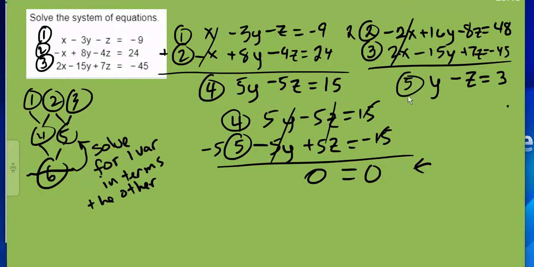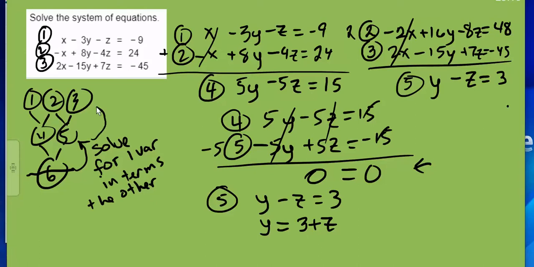So we're going to go to equation 4 or 5, and we want to solve it for y in terms of z. So we got y minus z equals 3. We want to get y all by itself. So add z to both sides. Okay. And then you're going to go up here and plug in, you're going to leave z alone, you're going to plug in 3 plus z for y, and then you're going to solve it for x.